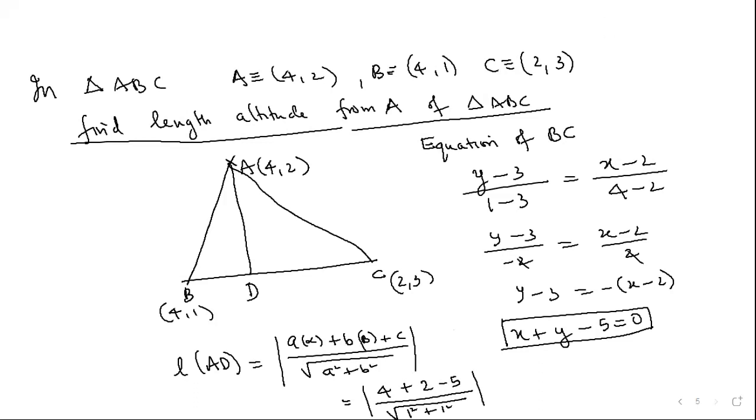Let me check who has done it. Yes, 1 by root 2. Kashish has given 1 by root 2. So 1 by root 2 unit. I hope you understood, everybody. Yes, sir. Now I want to teach you the next question. So 1 minute. Okay, I'll give it.